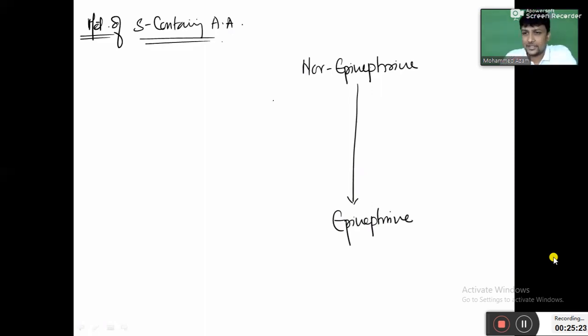It's one of the best, classical examples of a methylation reaction, by addition of a methyl group. And who is adding the methyl group? It is SAM, S-adenosyl methionine. After adding the methyl group, it becomes S-adenosyl homocysteine.